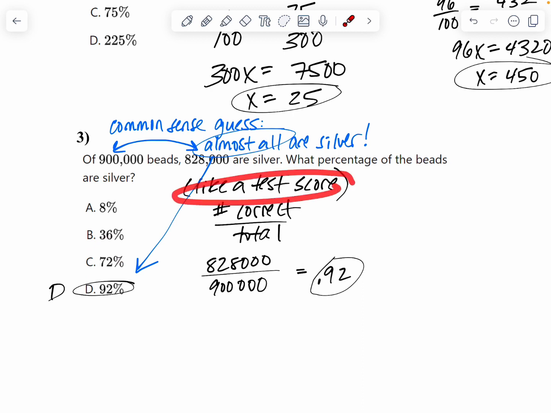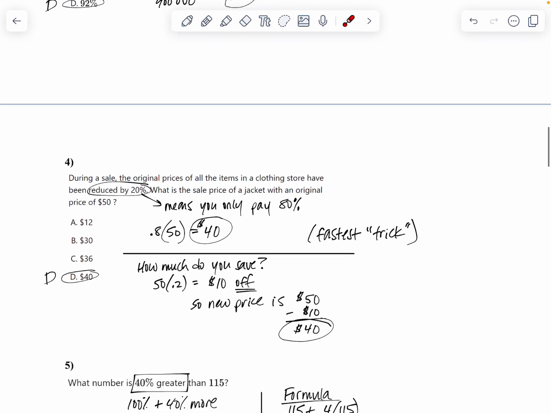This is kind of like a test score. If there are this many questions, that would suck. But if there were that many questions and you got this many right, you take your number correct out of your total, right? So this is the fraction that gives you exactly 92%. Super.